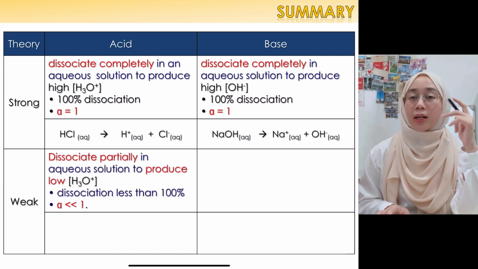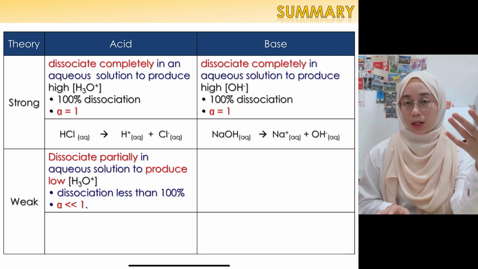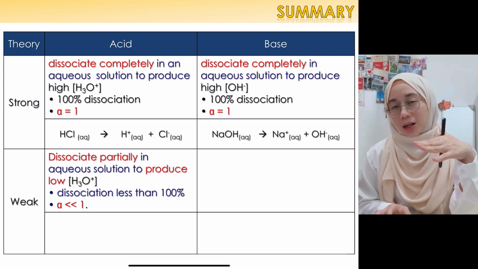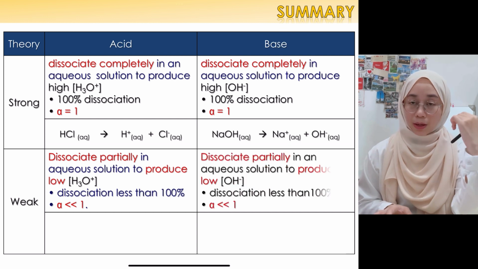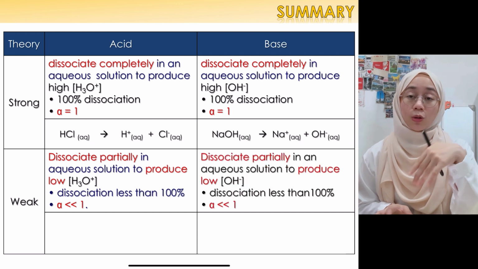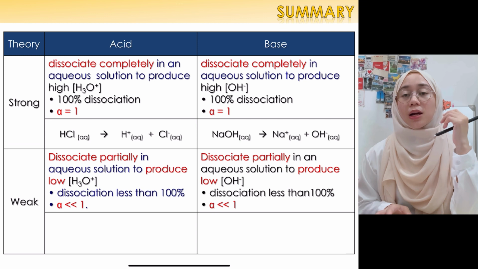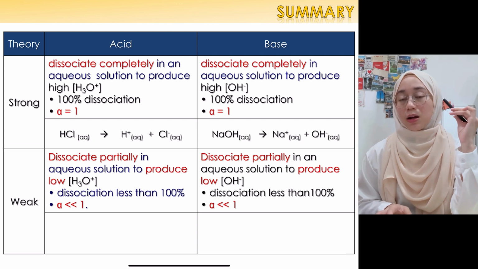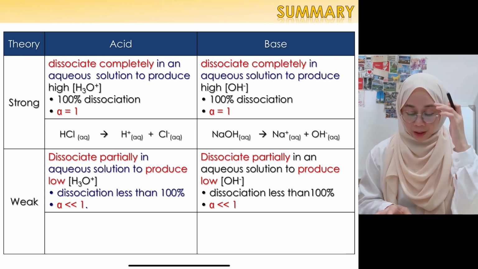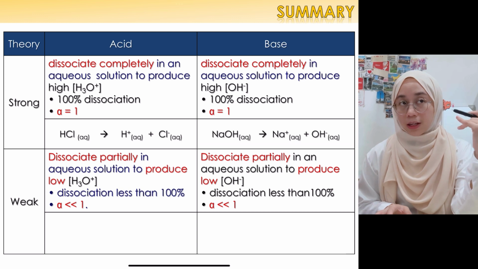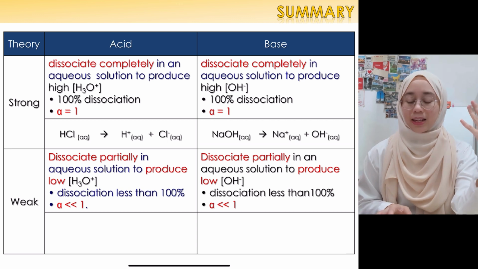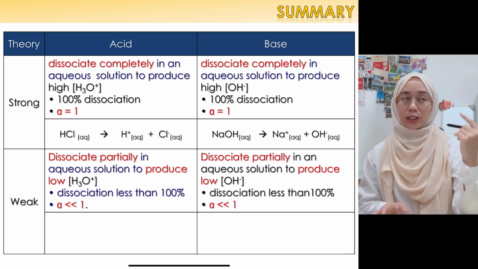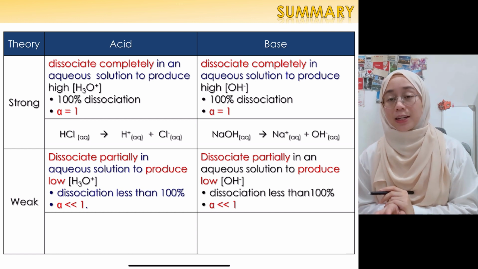Meanwhile weak acid pula is something that partially dissociate in aqueous solution to produce a very low concentration of H+ ataupun H3O+. Meanwhile kalau kita punya base pula is also something that partially dissociate in aqueous solution to produce a very low concentration of hydroxide ion. Okay, so dia punya alpha value should be less than 1 lah. Actually very small sebenarnya, sangat kecil sebenarnya. Okay, dissociation percentage should be less than 100%.